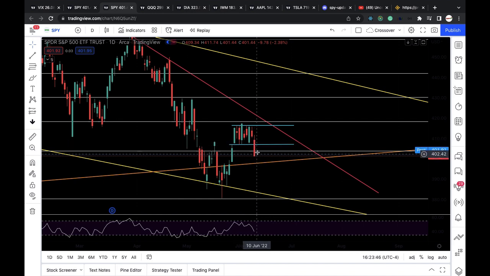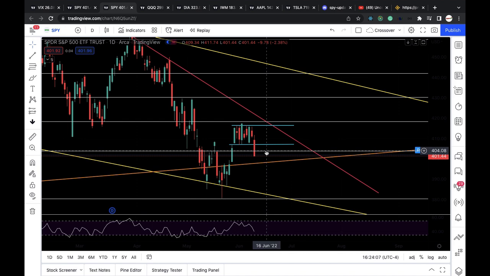Okay? So if we do get a back test and it starts back testing 404 and 407, don't start getting bullish and laughing at the bears just yet. Okay? Price action doesn't always just go straight down. Sometimes it goes up a little, then down, up a little, then down. Okay? Now, that 404 level is very critical.